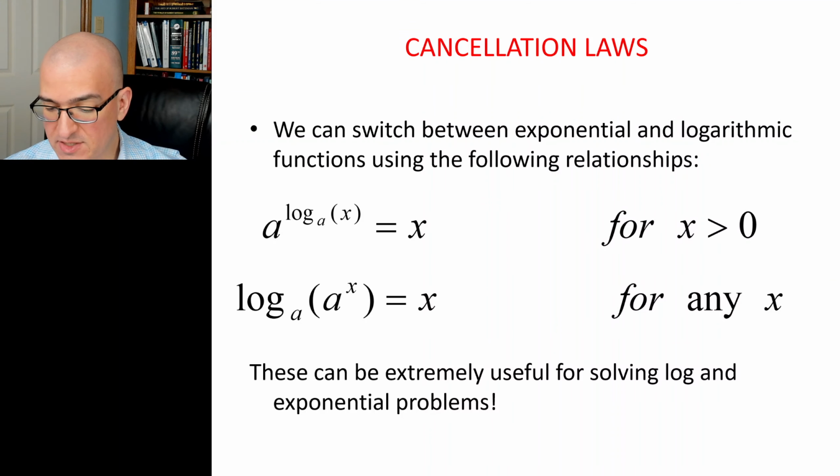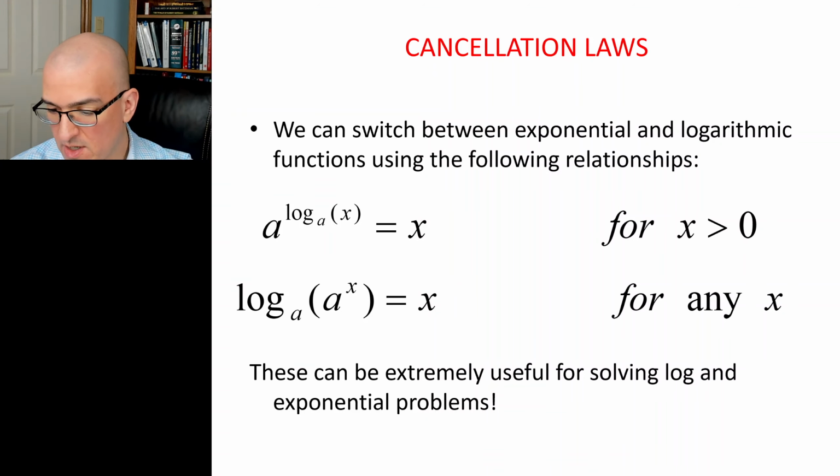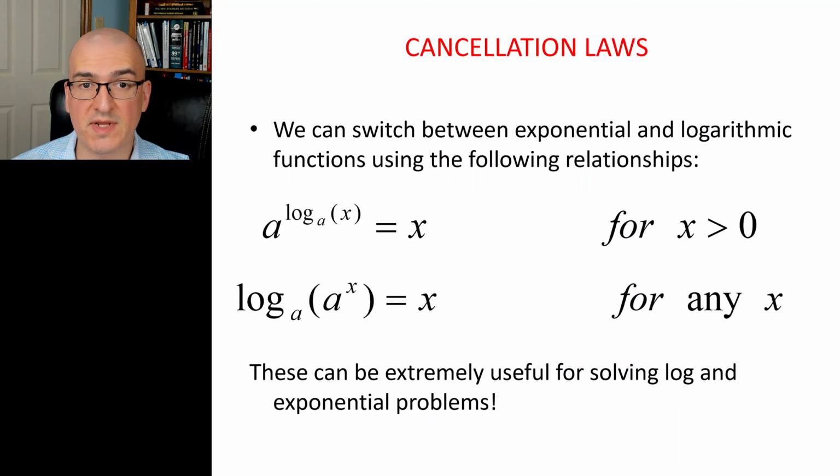I mentioned the cancellation law already, but I want to write them down in formula format so they're clearly indicated somewhere in the notes. The cancellation laws are as follows. Here's both of them. a to the power of log base a of x is equal to x, and log base a of a to the x is equal to x. So an exponential function and a log function that have the same base, if you put them together back to back as composite functions, they cancel each other. And you get the original argument out of each, independent of which order you do them in.